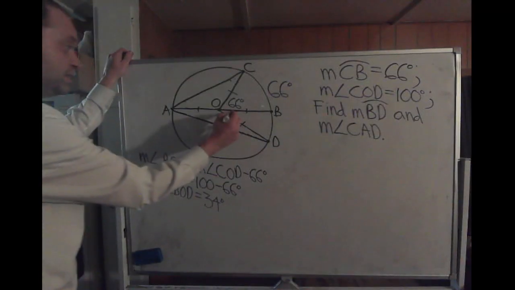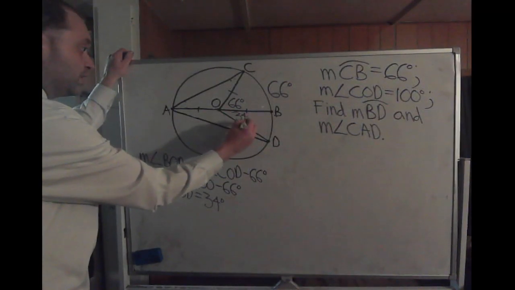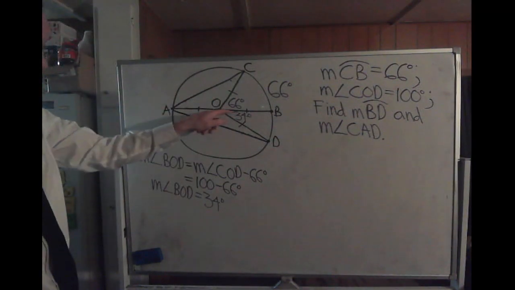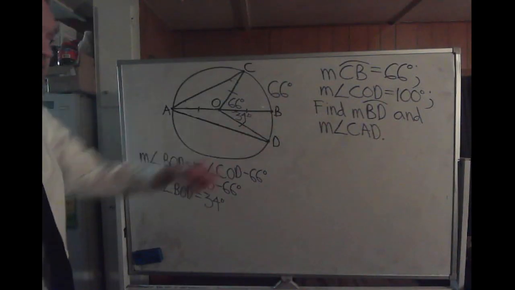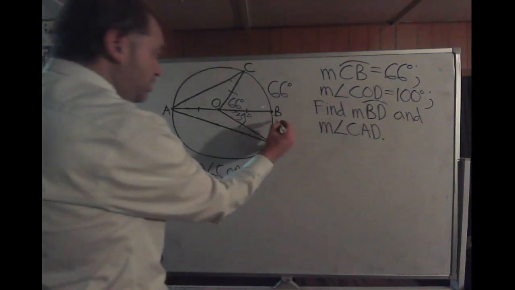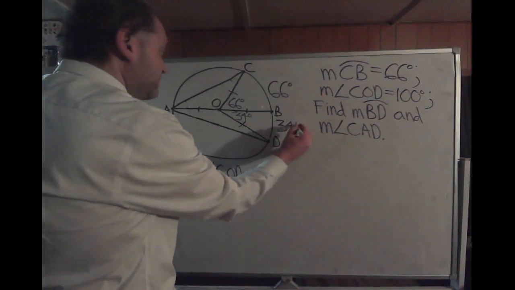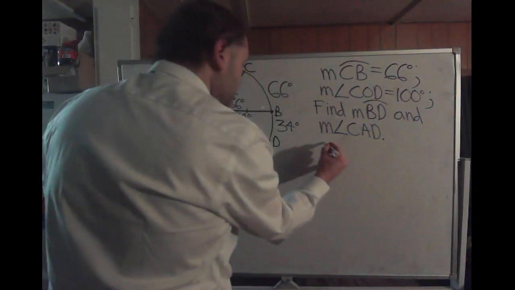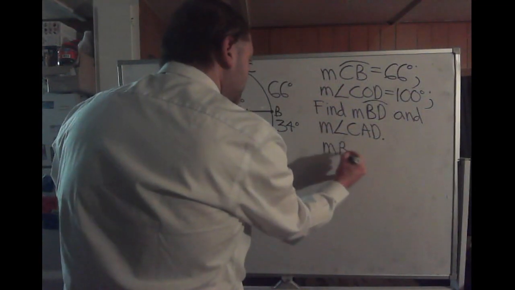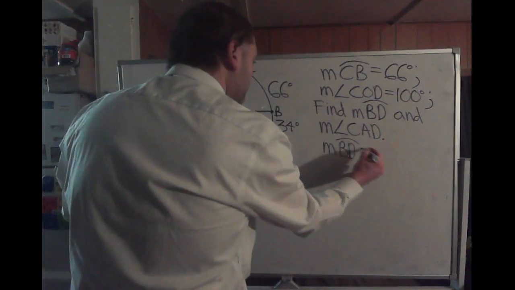So now we found this angle here to be 34 degrees. Well, if BOD is a central angle to arc BD, that means that arc BD also has to be 34 degrees. So we found the measure of arc BD. That one's 34 degrees.